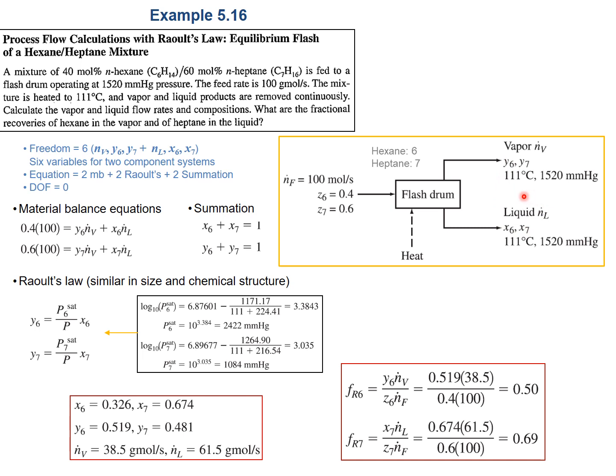Of course, during the calculations, you should calculate the saturated pressure of hexane and heptane by using the Antoine equation. Here, 111 Celsius degree was used for calculating the saturated pressure. Then here is the result, and based on those values you could also calculate the recovery of 6 in the top stream and 7 in the bottom stream, like 50% and 69%. That is the example for the hot flash drum.